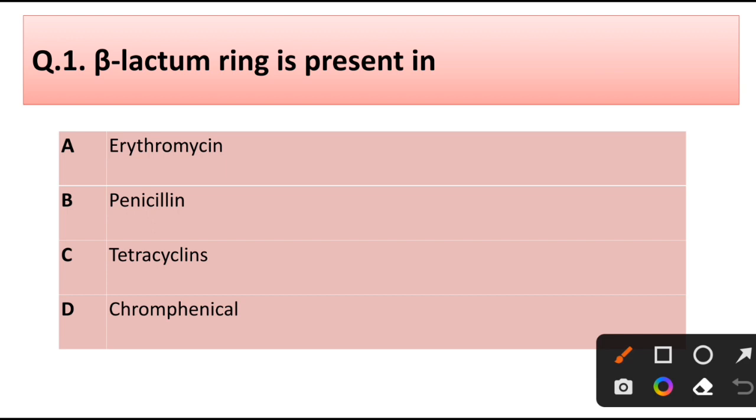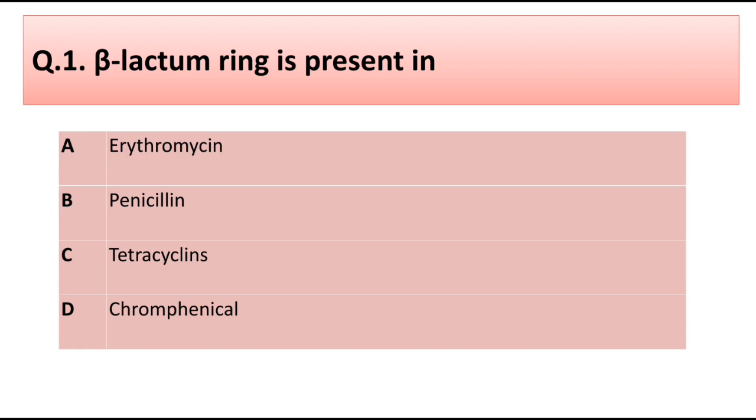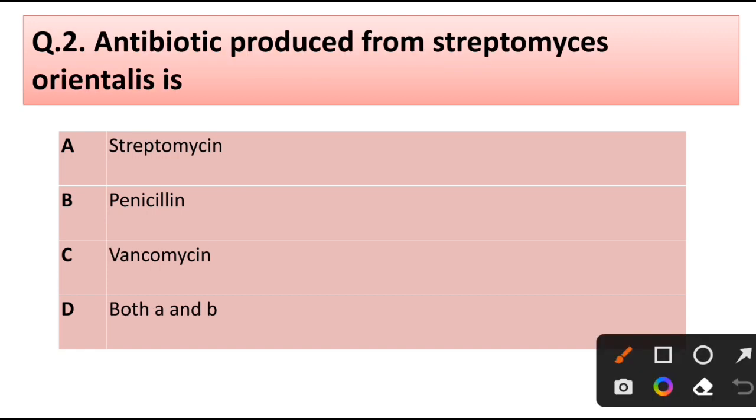Question number 1. Beta-lactam ring is present in erythromycin, penicillin, tetracycline, chloramphenicol. Correct answer is option B, penicillin. Question number 2. Antibiotic produced from Streptomyces orientalis is streptomycin, penicillin, vancomycin, both A and B. Correct answer is option C, vancomycin.